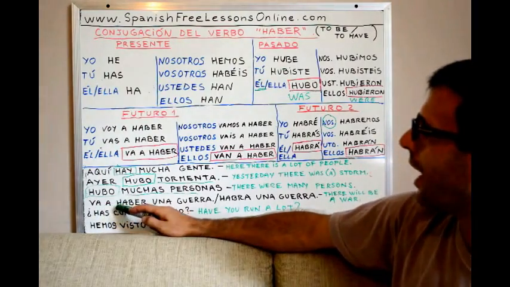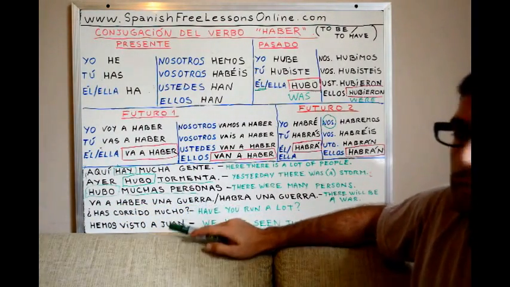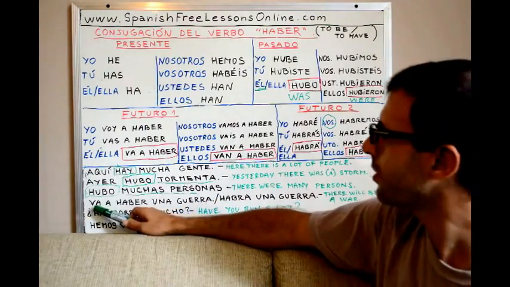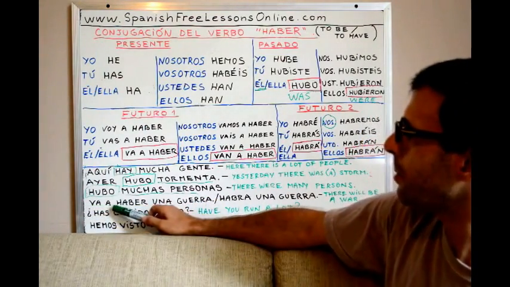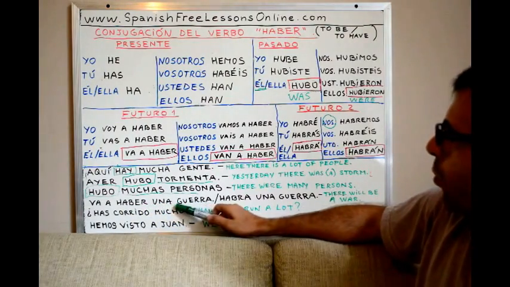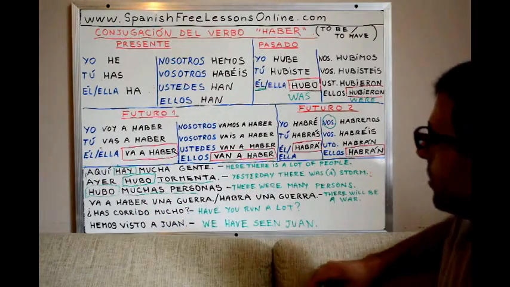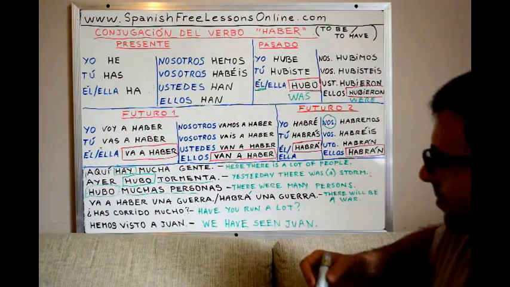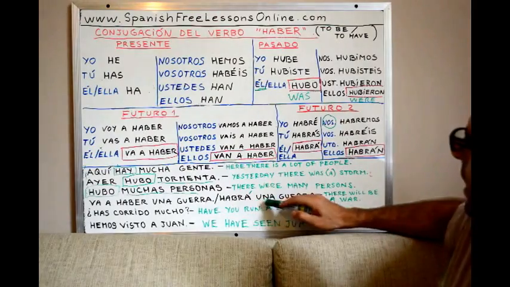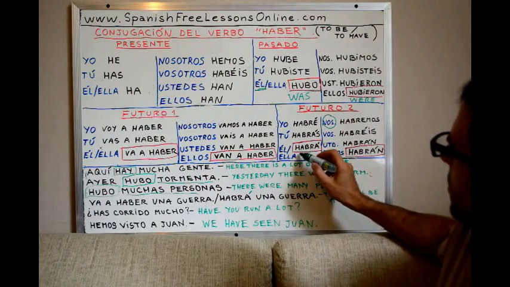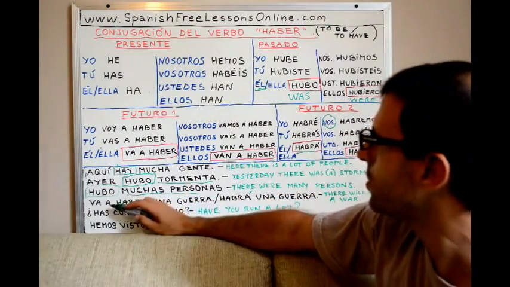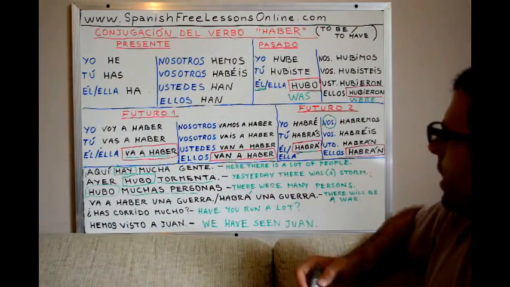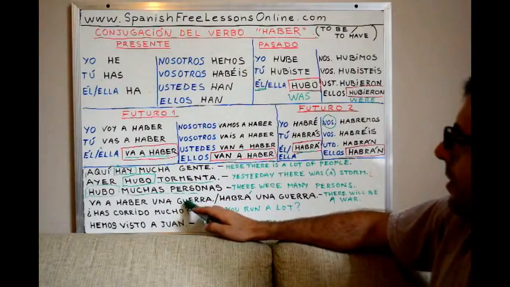Okay. So our next example is Va a haber una guerra. There will be a war. Guerra is war. So, there will be a war. We can also say it, habrá una guerra. Habrá una guerra. Here we are using future number 2. Here we are using future number 1. Va a haber, right? And they are exactly the same. They mean the same thing.